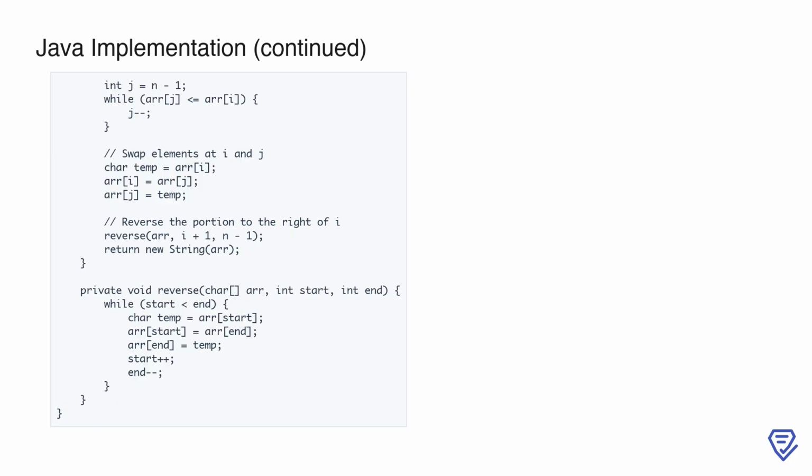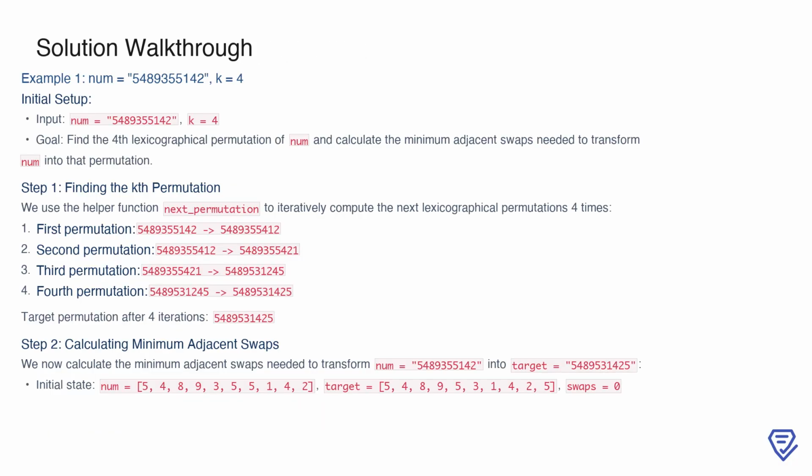Lastly, the helper method reverse is used to reverse a segment of the character array between specified indices. It swaps elements at the start and end of the segment, progressively moving inward until the entire segment is reversed. This utility function ensures that the portion of the array is reordered efficiently, forming a crucial part of the next permutation logic.